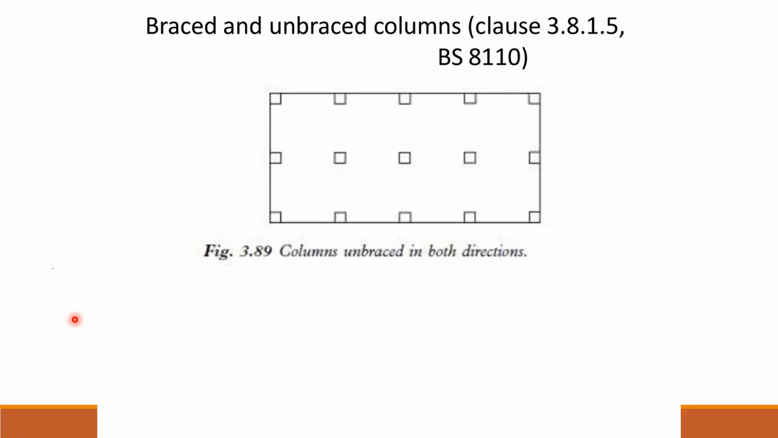Now let me summarize quickly. You learned about the short and slender columns, and the braced and unbraced columns. These two classifications don't have any interlink between them; they are purely independent. However, when designing, you have to check both classifications, whether it is short or slender, and braced or unbraced.